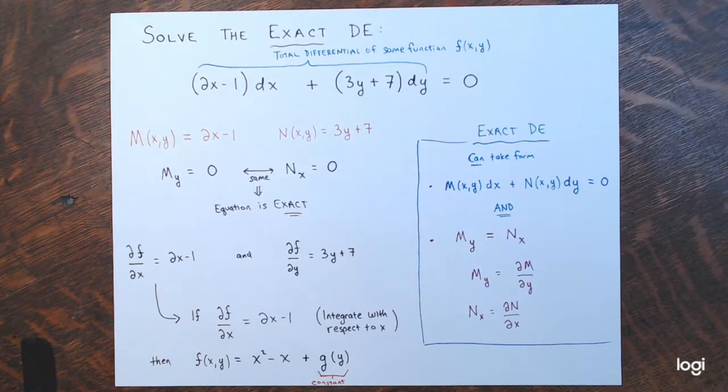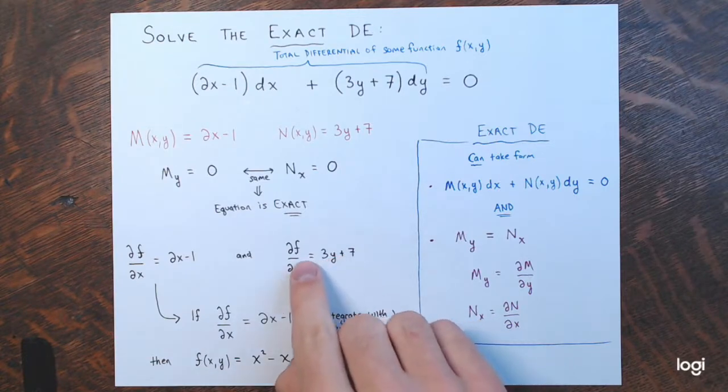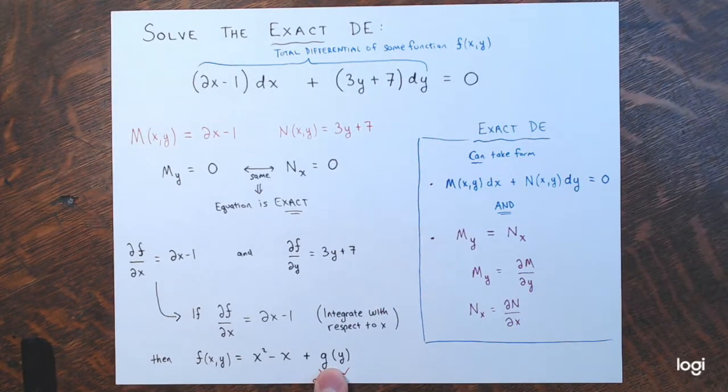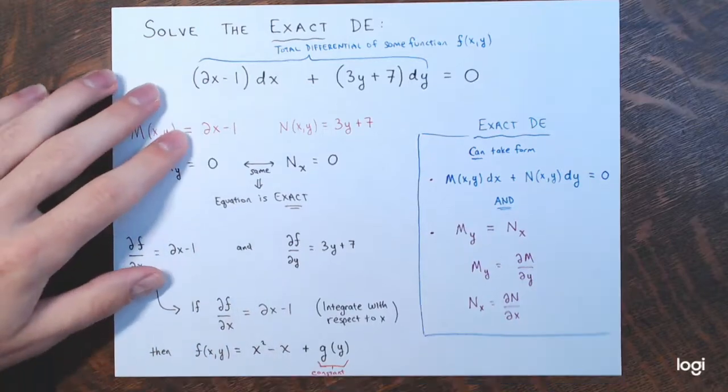Okay. Well then, f of xy has got to take this form, x squared minus x plus some function of y. And now what I'd like to figure out is, what is this function of y? And that's where I'm going to use the other partial of f. I'm going to take the partial of this f with respect to y and say that's got to be equal to 3y plus 7, and that'll help me find this g of y.